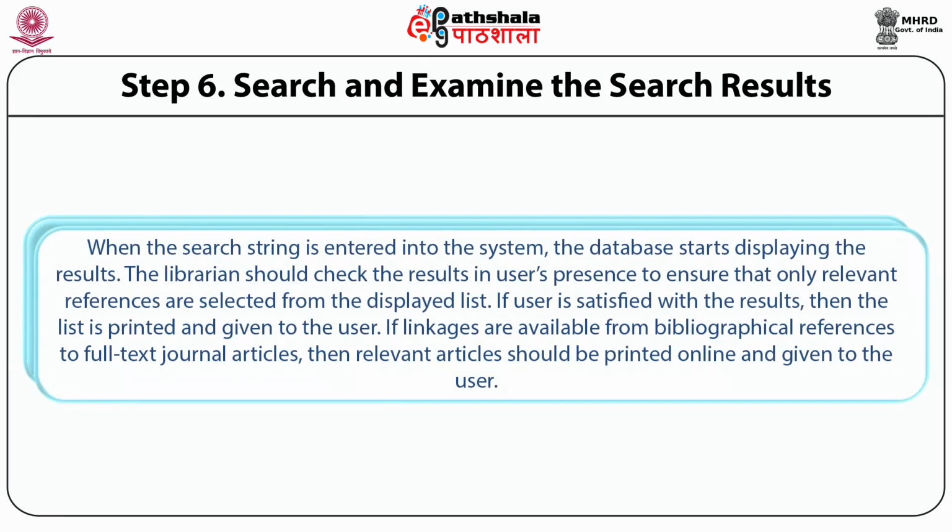When the search string is entered into the system, the database starts displaying the results. The librarian should check the results in the user's presence to ensure that only relevant references are selected from the displayed list. If the user is satisfied with the results, then the list is printed and given to the user. If linkages are available from bibliographical references to full-text journal articles, then relevant articles should be printed online and given to the user.